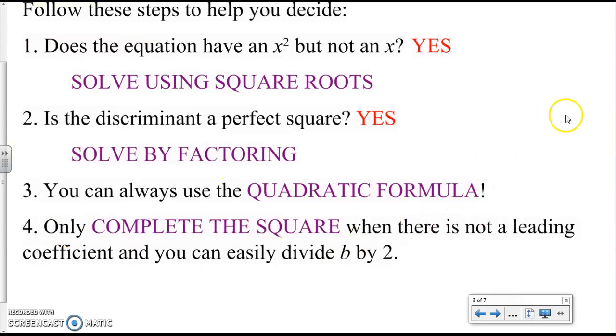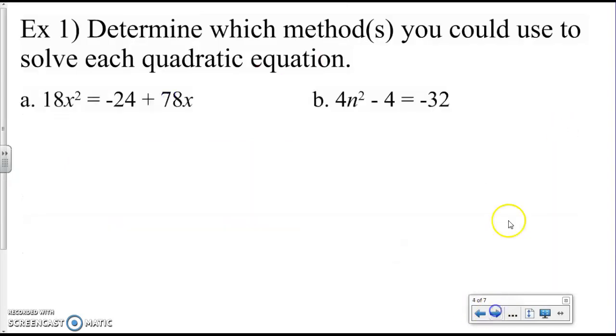And then I rarely choose to complete the square. So I would only use completing the square when there's not a coefficient and you can easily divide b by 2. You will not see me do any examples by completing the square in this section. I'm going to leave that up to you to decide, but let's go ahead and see how this works.